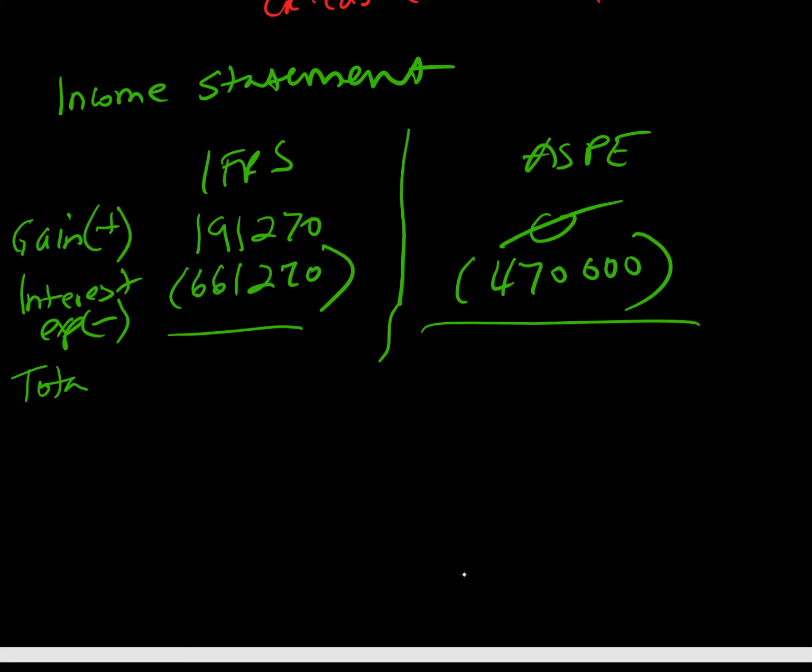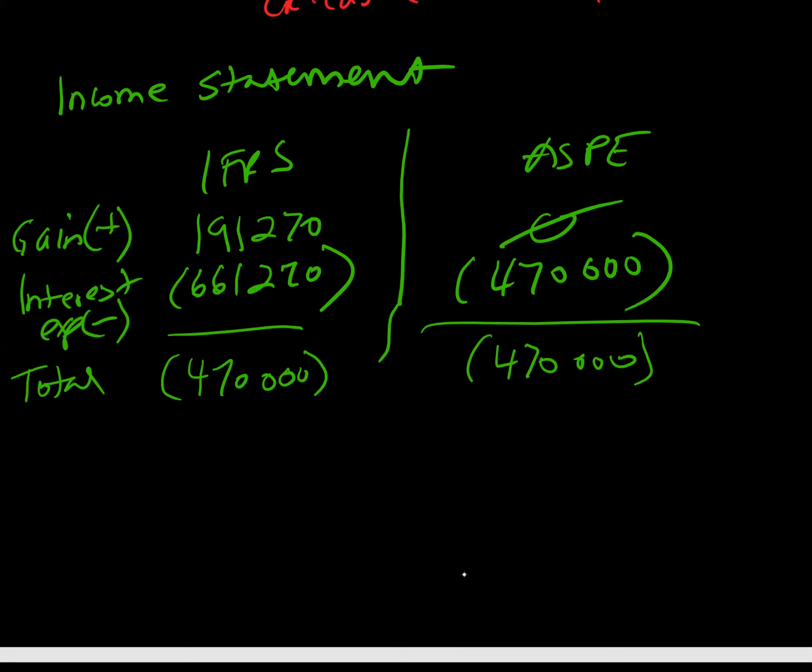So our total impact to our P&L here, our gain and then our interest expense. You can see our interest expense was higher under IFRS and lower under ASPE because we use different rates. So at the end, the total that went through our income statement here was an expense of 470,000, which is the sum of those two numbers. And here, clearly it's just 470,000.